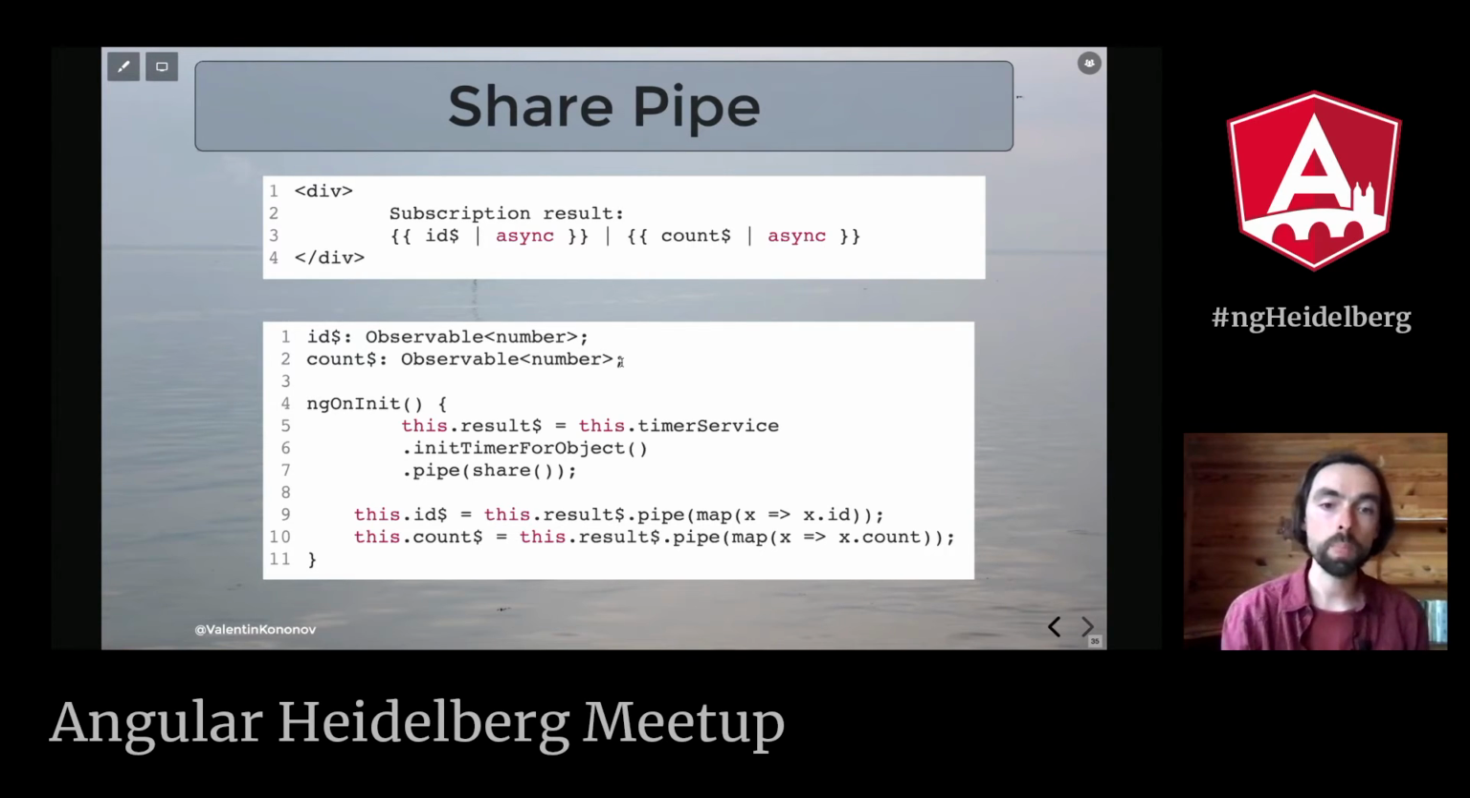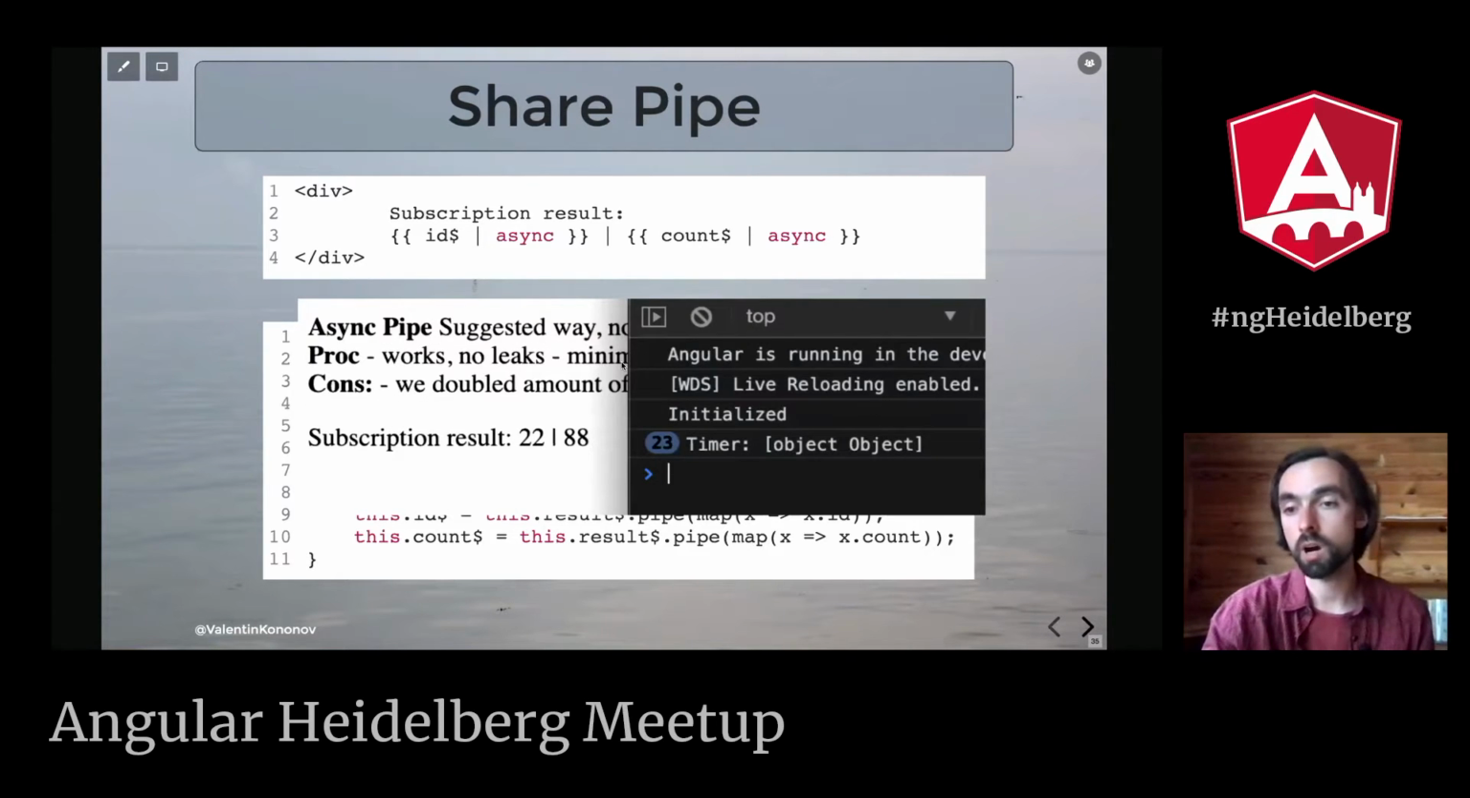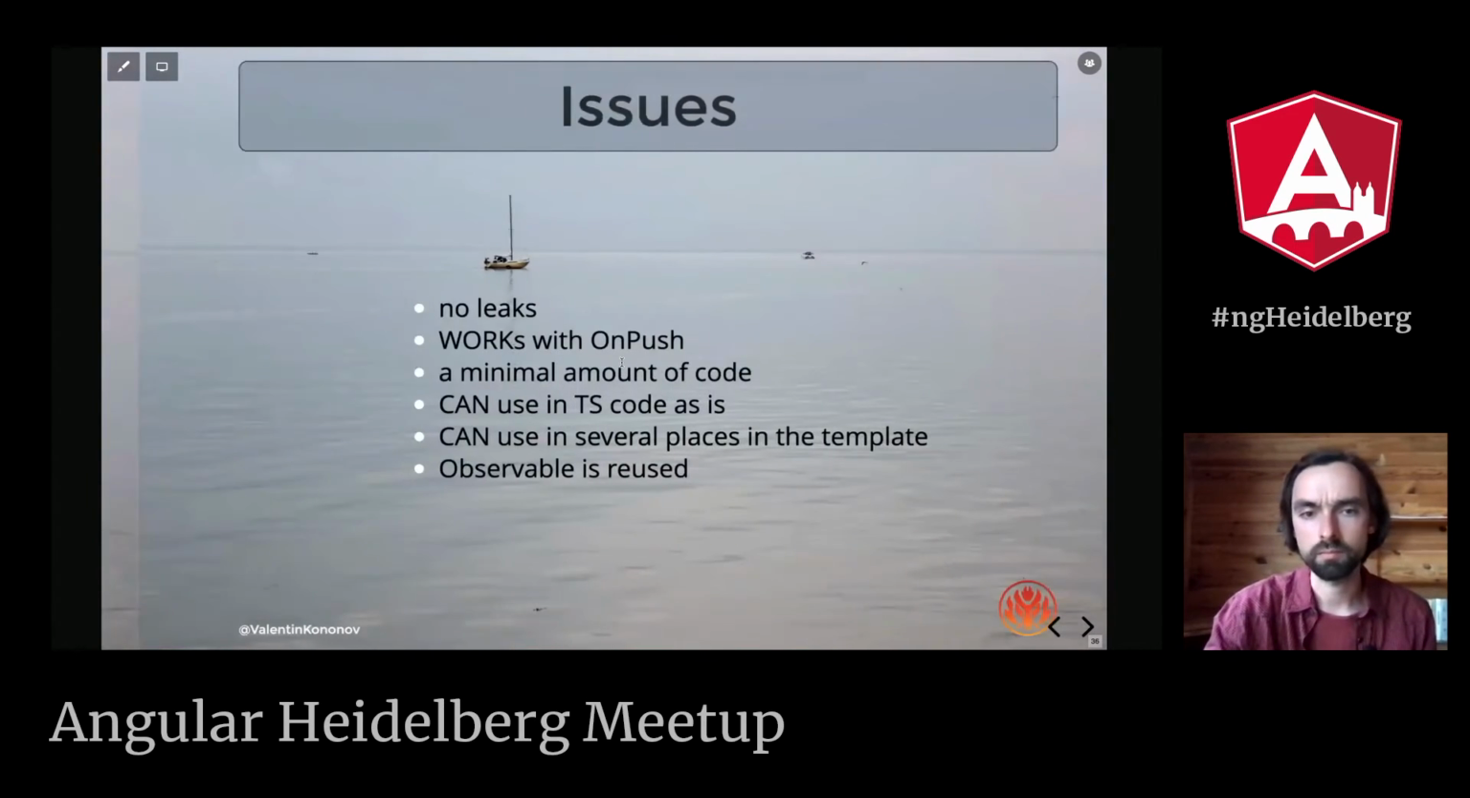So for this purpose, we use the share pipe, and it works exactly like it's presented in this slide. The only thing you need to do, when you save the variable of the observable to some other place, is put in the pipe the share operator, and that's it. No matter how many times you use it later, you will still have the correct amount of subscribers and the correct amount of triggers. So that's pretty good. I wonder how it happens.